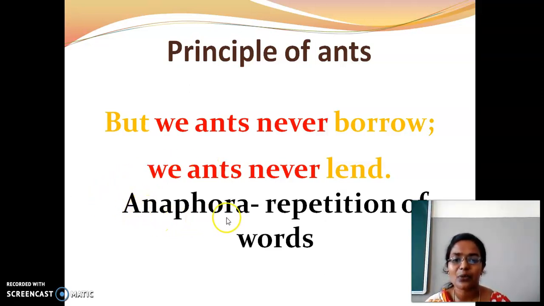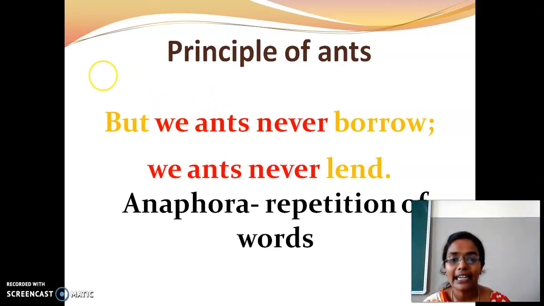What is a poetical device? Anaphora. Come on, repeat with me. What is a poetical device? It is anaphora. Okay. Anaphora is a poetical device. And what is this poetical device? Read this line. But we ants never borrow, we ants never lend.